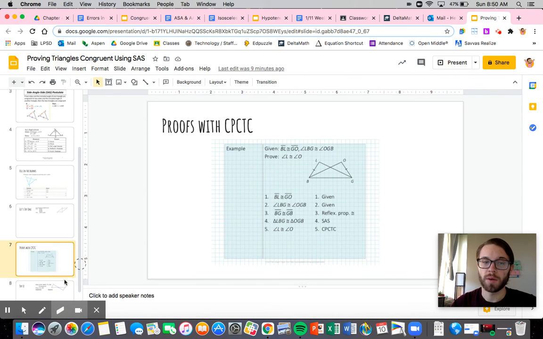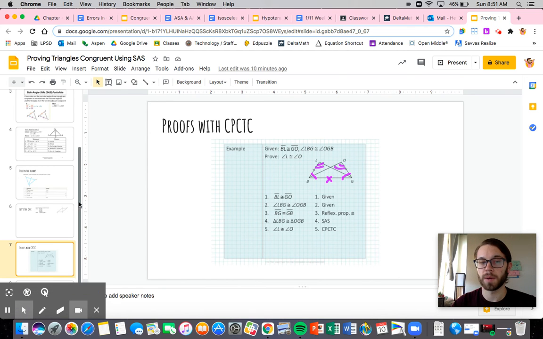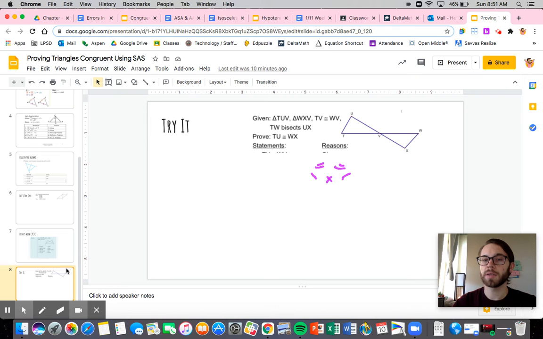All right. So on this one in particular, we were given that these two sides were congruent, and we were given that angle LBG and angle OGB were congruent. Then look at that, we have a shared side, so we have a side angle side. And then we were able to say from that that these two angles were congruent because these are the corresponding angles, right? We didn't just pick two random ones, they're corresponding. All right, let's do one of those.